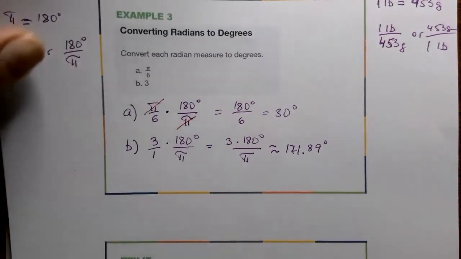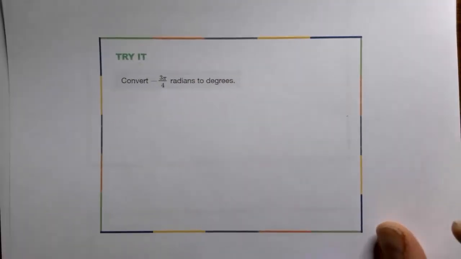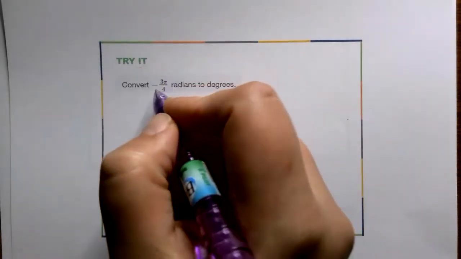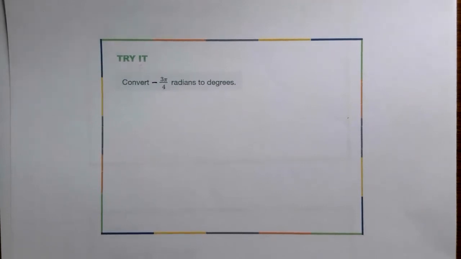And so I want you to try this one by yourself. Convert negative 3 pi over 4 radians to degrees. Okay, pause the video here, try it, and let me know how you did.